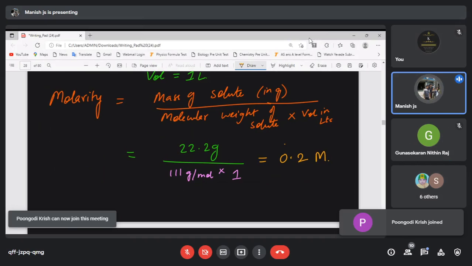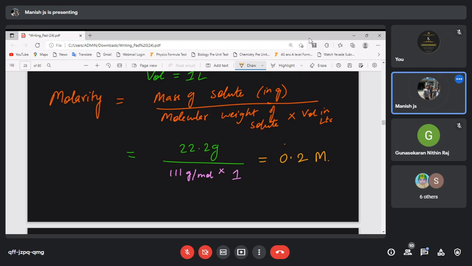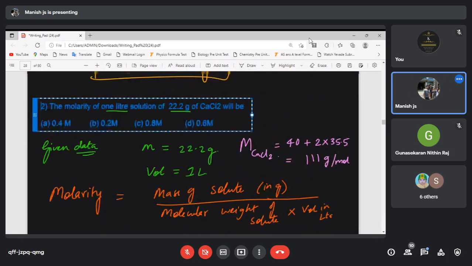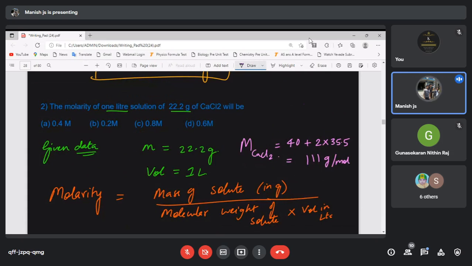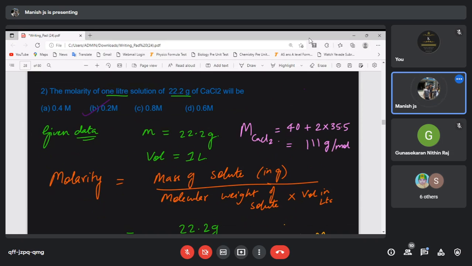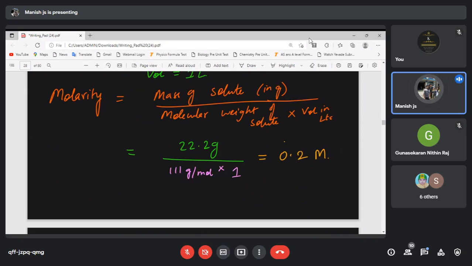Moles per liter, moles per liter is molar. Molar concentration, number of moles per liter, is molar concentration, and we represent it with capital M. So the answer is option B. Yes, this is the answer. That's it. This is how you solve this question. So here is where this concept is applied.